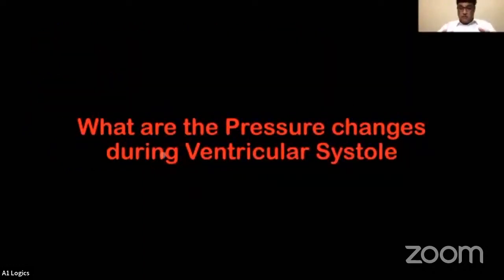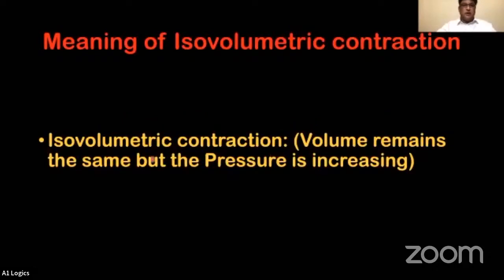Now, this is the most important part, because it's not only important here, but also important in the pressure volume loop, because that is the time where a lot of your viva questions, they ask you to draw in the exam. So please pay some concentration here. So what are the pressure changes during the ventricular systole? First, we need to understand what is isovolumetric contraction.